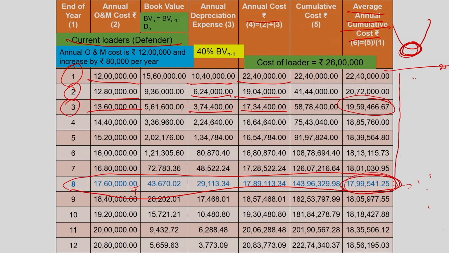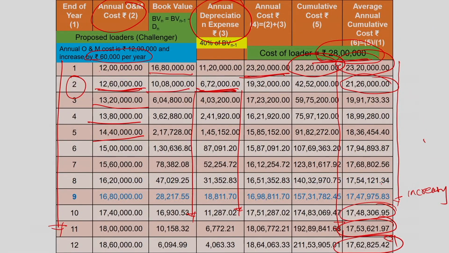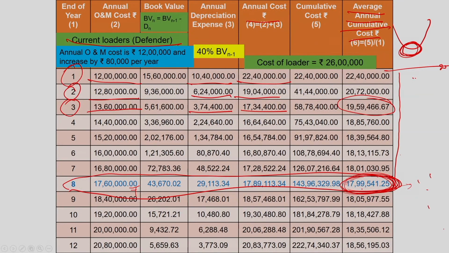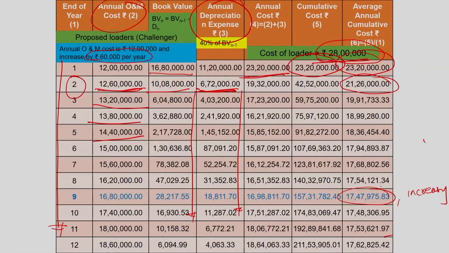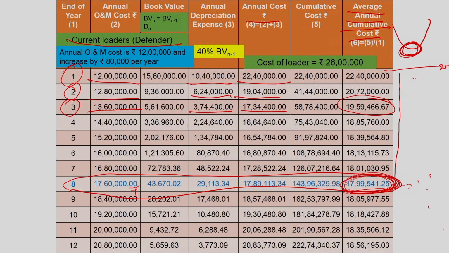Now you can compare the average annual cumulative cost of the proposed loader and the old loader. You can see the minimum average annual cumulative cost is 17,99,541 for the old loader, and 17,47,975 for the proposed loader. So you can see here it is 17,99,000, here it is 17,47,000. So it justifies the replacement of the old loader with the proposed loader, because the minimum average annual cumulative cost for the Challenger is lesser when compared to the old loader, which is higher.